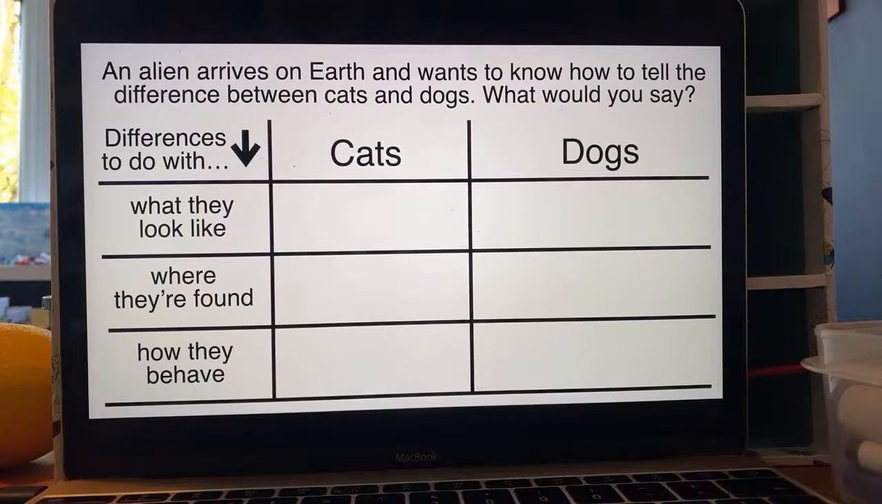So you might have said things like cats are small and dogs are big, but that's not going to guarantee, is it, that your alien friend is going to get it right every time? Go on, try and get one more.